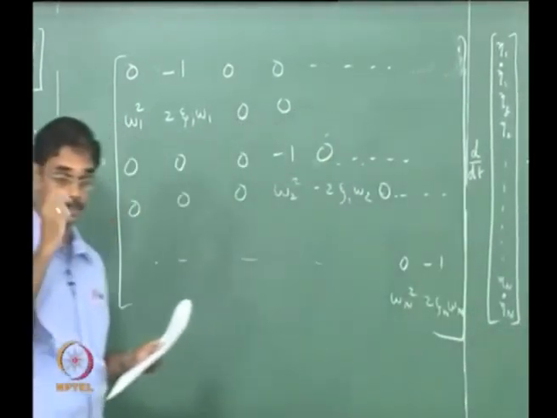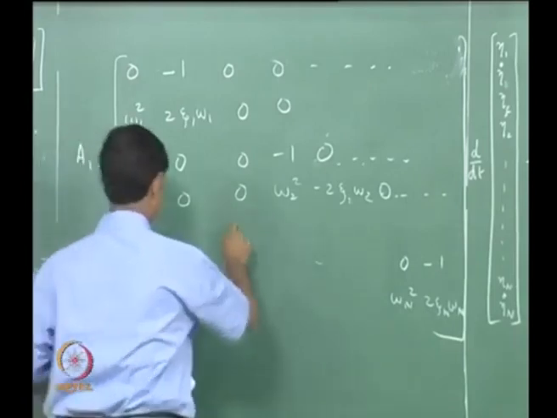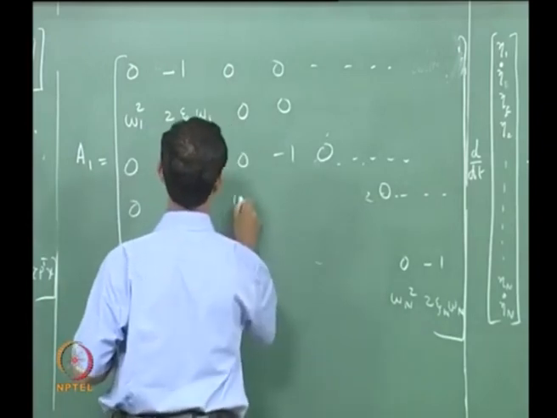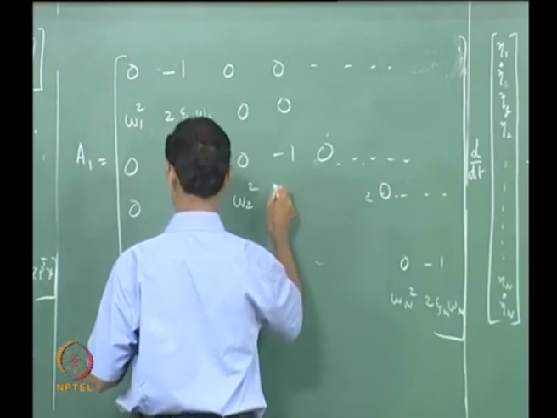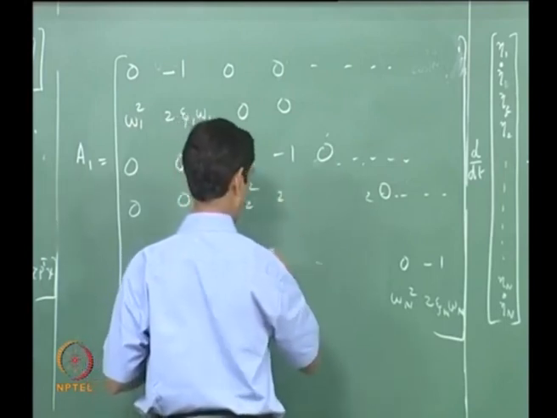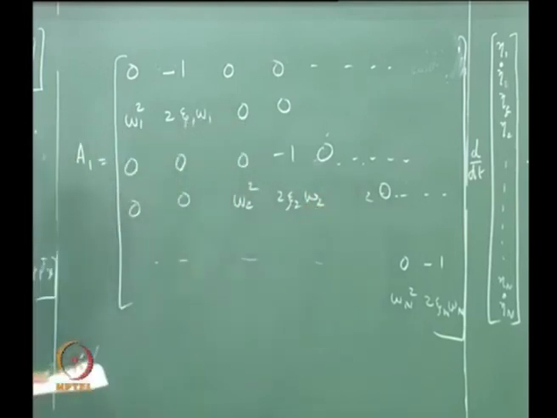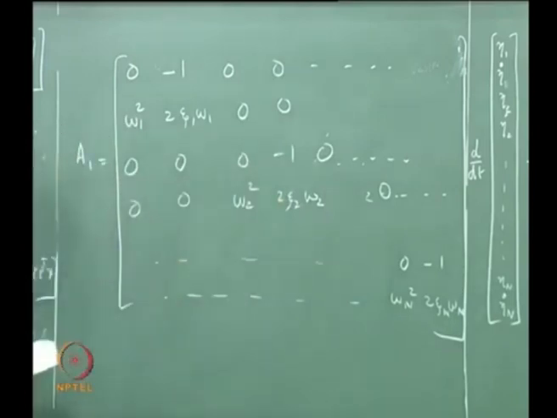Sorry? Oh, this should be here, yeah, thank you. Get overconfident and you make a mess. Yeah. So the dots mean zeros.